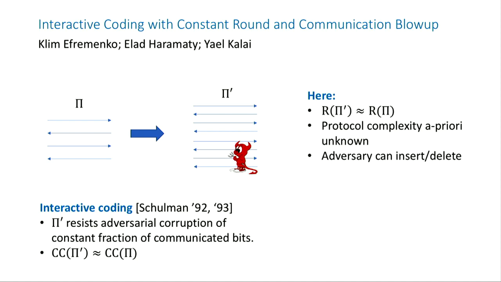In many cases, you can afford bandwidth more than you can afford rounds. The prior solutions really only care about communication complexity. You can add rounds as you like. Here they give a first protocol that is nice with respect to round complexity, in the sense that there's only a constant blow-up in the round complexity, and there are some other properties.